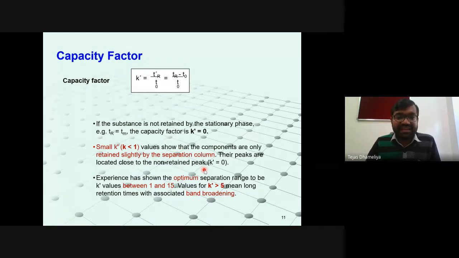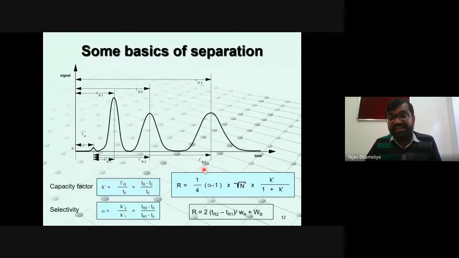In the same way, it can be less than 1 or greater than 1, depending upon how the retention time changes. If k is less than 1, it will not be well retained by the column. If k is greater than 5, then the long retention times associated with band broadening can be observed. So friends, these are the factors which are required for the study of this capacity factor.